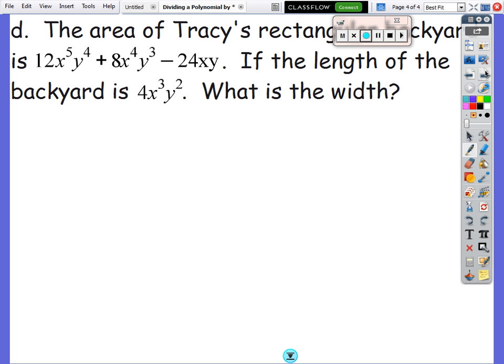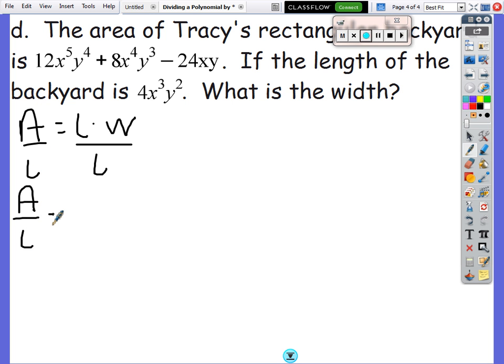The final problem I'm going to work out is: the area of Tracy's rectangular backyard is 12x to the fifth y to the fourth plus 8x to the fourth y to the third minus 24xy. If the length of the backyard is 4x cubed y squared, what's the width? If you remember, to find the area of a rectangle, area equals length times width. In this problem, it gives me the area of the backyard and the length, and I have to find the width. So in order to find the width, I have to get w by itself. Since L and w are multiplied together, the opposite of multiplying is to divide. So to figure out my width, I'm going to take my area and divide it by my length.